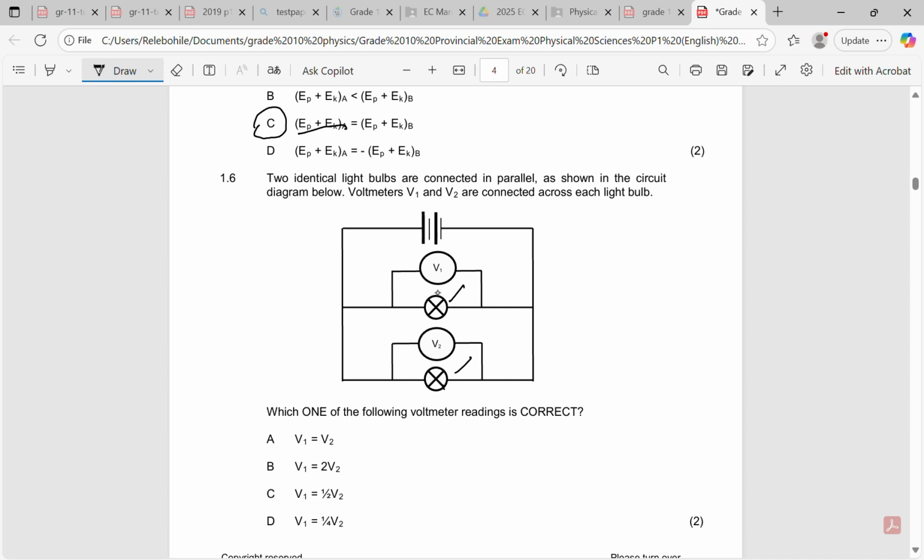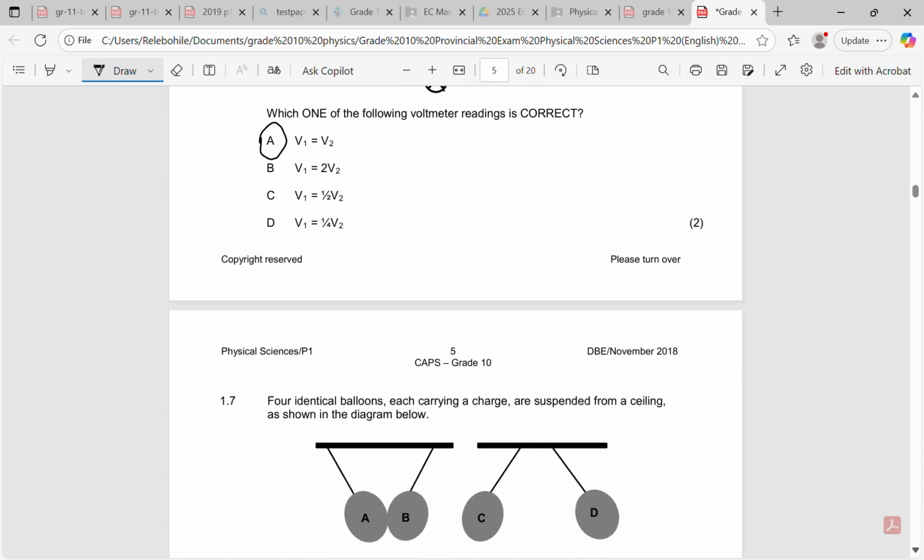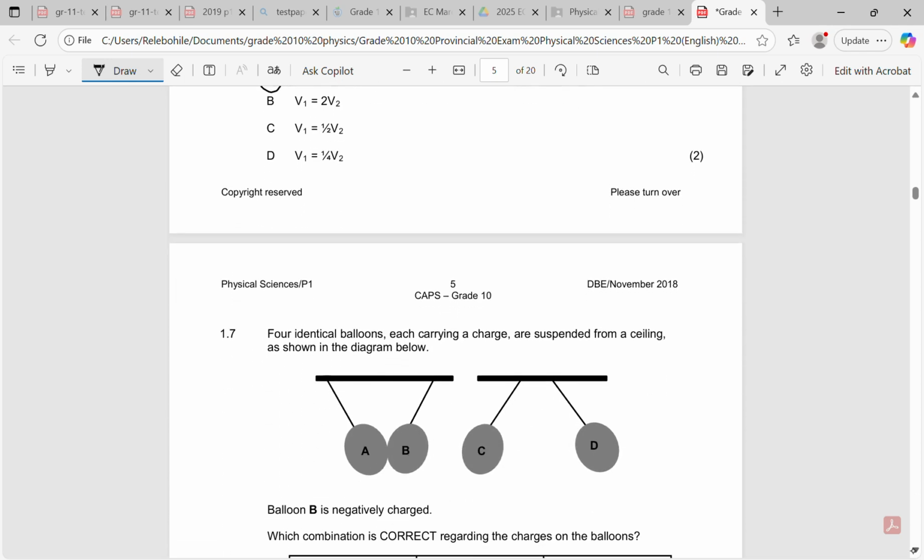Whether the resistors are equal or not, the voltage will always be the same by virtue of this connection being parallel. Okay, so the option we want is the one that says the voltage in V1 is equal to the voltage in V2, which is going to be A. That is the only option that we want. We don't even have to think too much about that. So A will be your answer there. Then we go to 1.7.